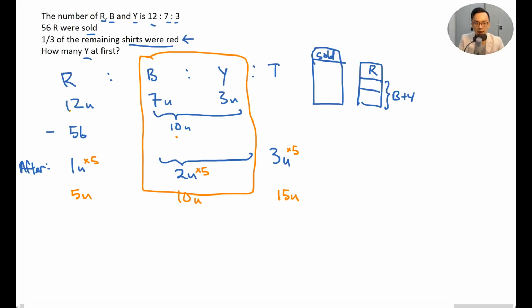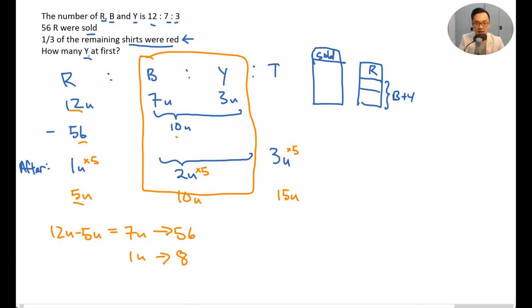So I know initially my red shirts are at 12. After that, it became 5. So in between, I sold 56 shirts. So 12u minus 5u is equal to 7u. And 7u is actually 56. So 1u is 8 shirts.